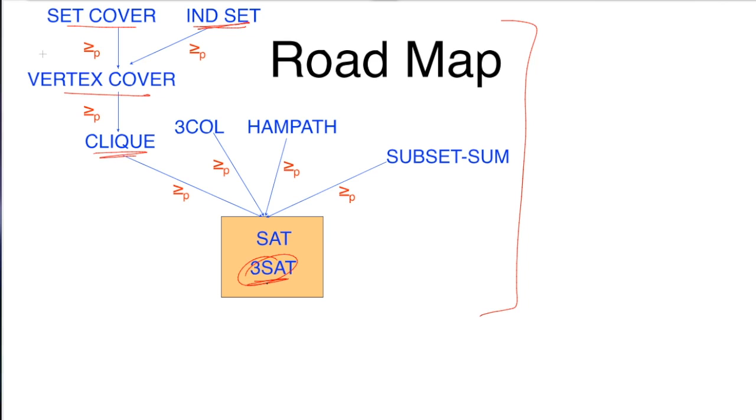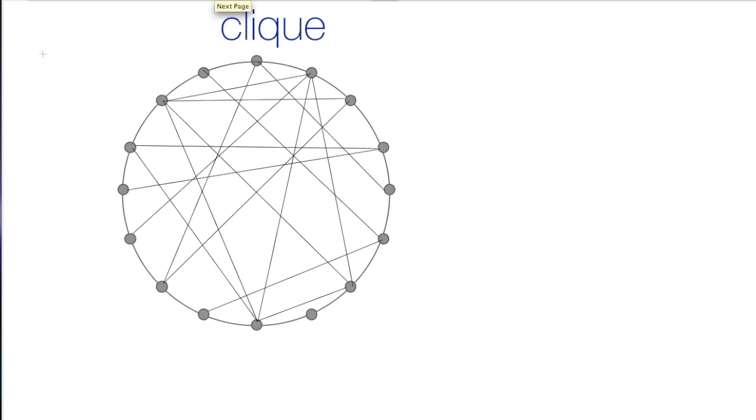And so these problems are as hard as a very large class of problems called NP problems. Let's talk about this problem right here, clique, as another example of reduction. So you're given a graph like this. This can, for example, be a social graph.